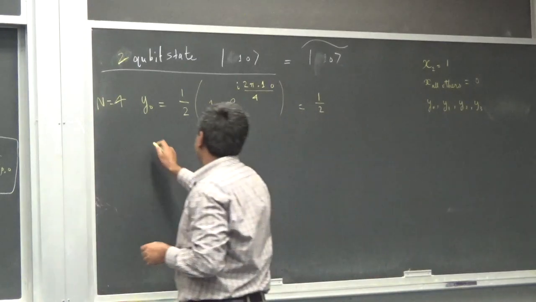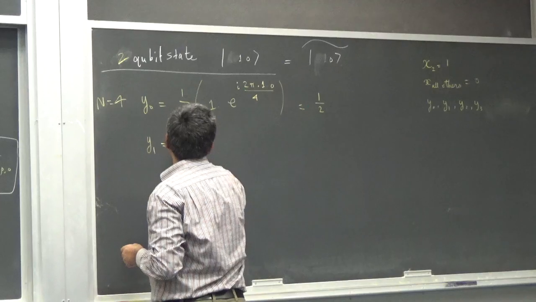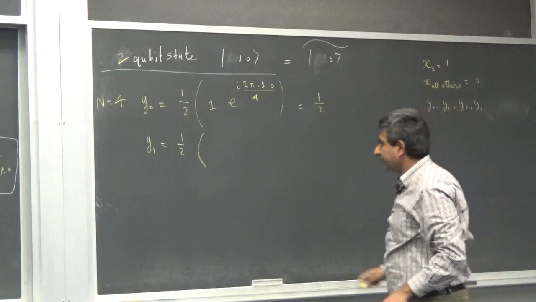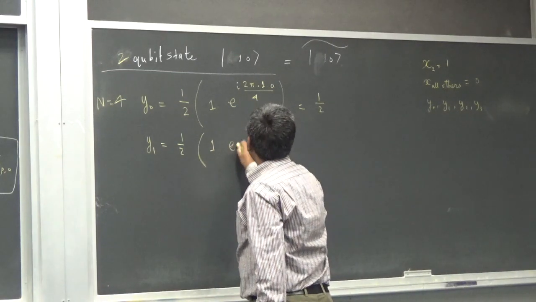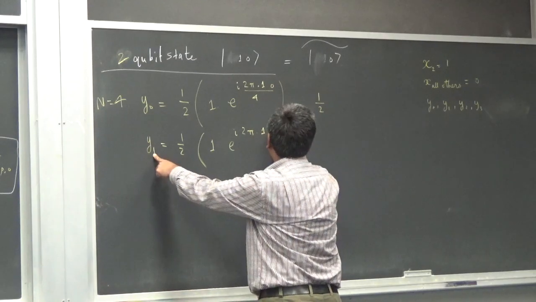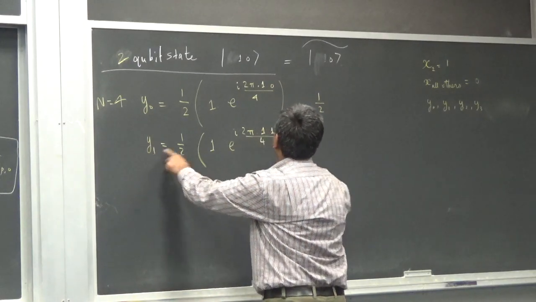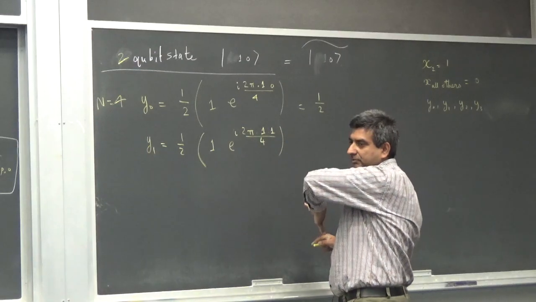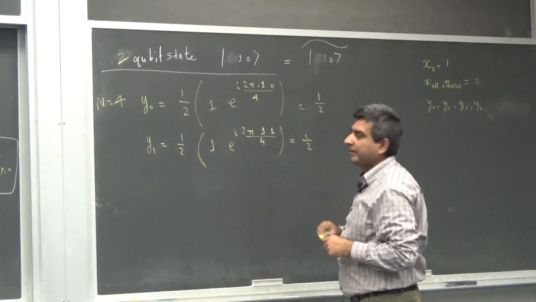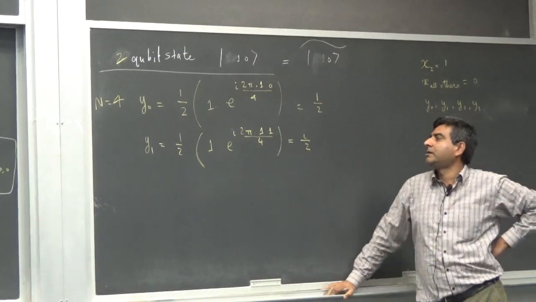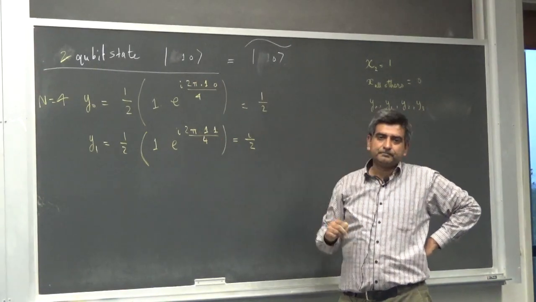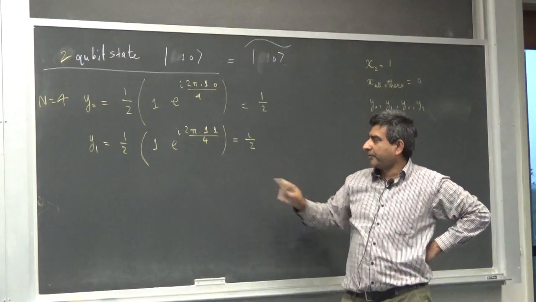My y1 is going to be, I only need to take the x2 term, because all other x's are 0. 1/2 e^(i2πjk/N), j is 1 here, now k is 1. This is e^(iπ/2). This turns out to be iota. This is iota over 2.